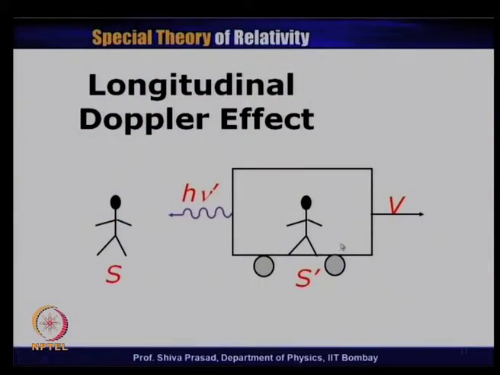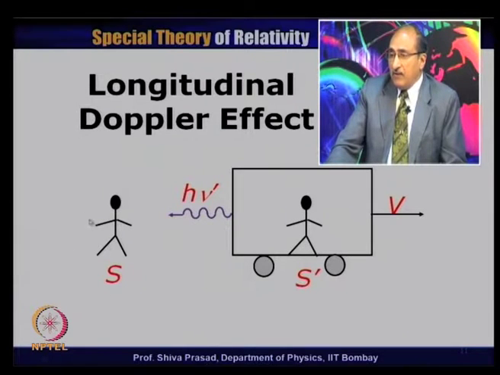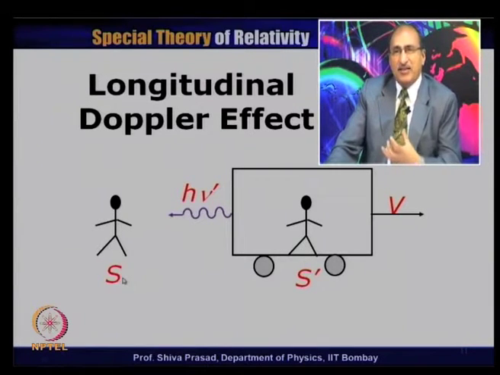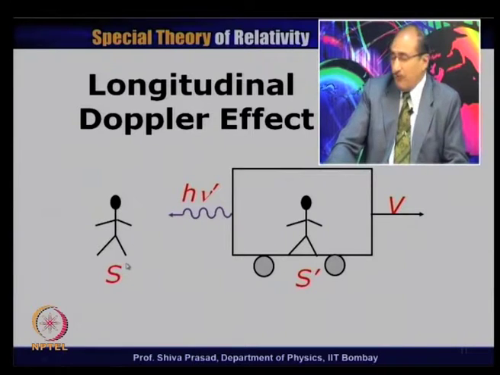So, let us first consider what we call the longitudinal Doppler effect. This is the picture which gives the longitudinal Doppler effect. Let us spend a little bit of time understanding this figure, though it is essentially simple. Just to fix our idea, we can imagine that this source, this person S frame, is a ground frame of reference, and assume that the ground is an inertial frame of reference.